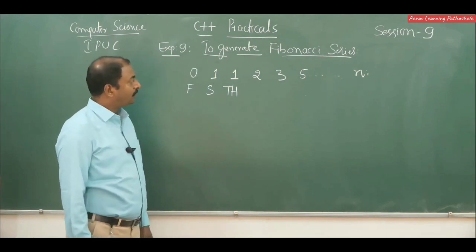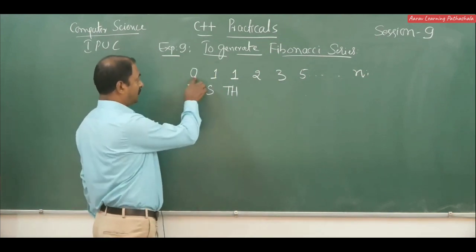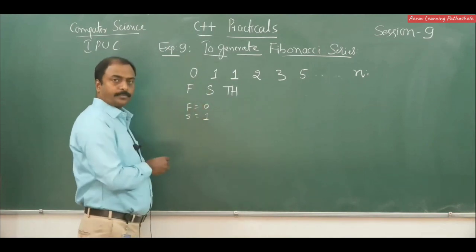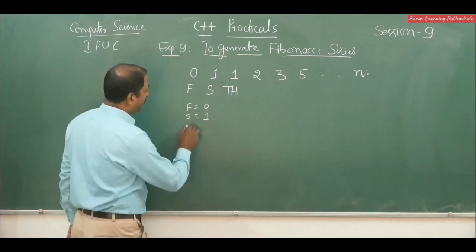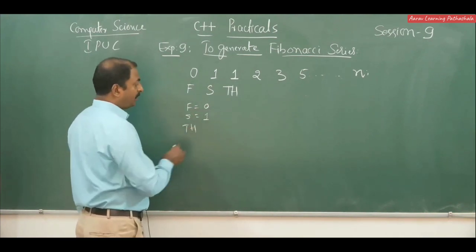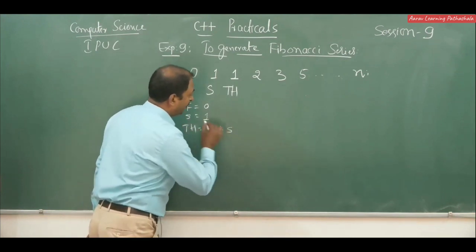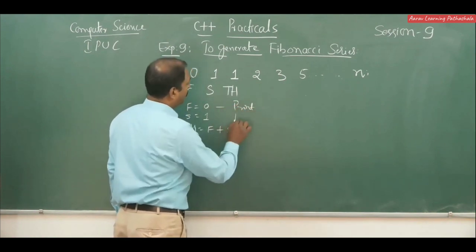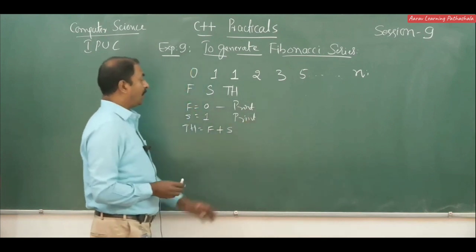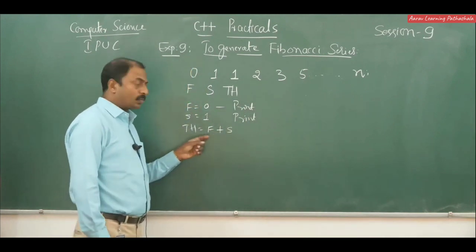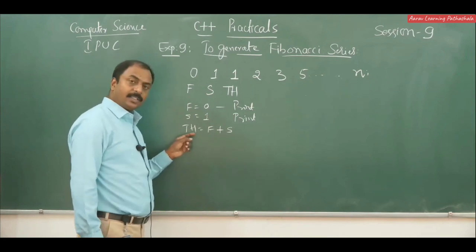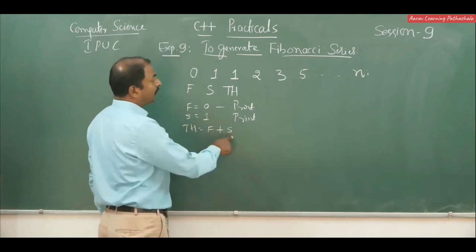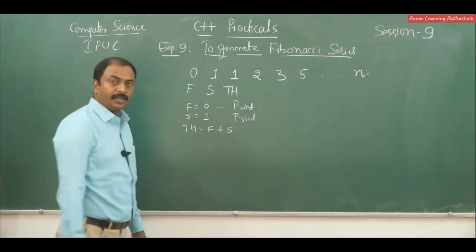So here, what is the logic for this program? The logic here is, this is the first term, let it be 0 at the beginning, and the second term is always 1. So we get the third term by adding the first and second. First you have to print this term. After printing this, we have to add the first and second terms to get the third term. This process has to continue till we reach the given limit n.